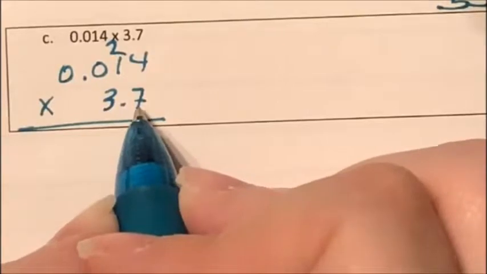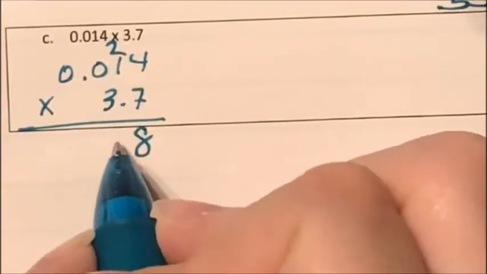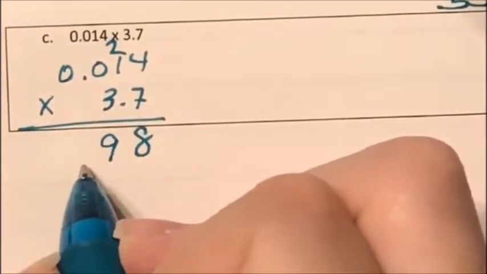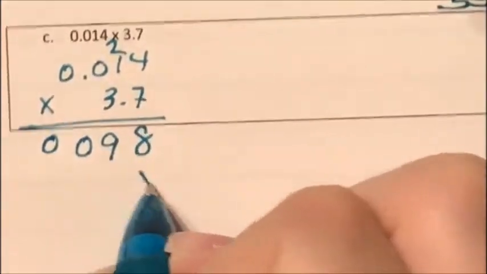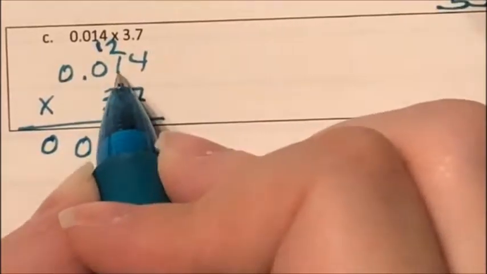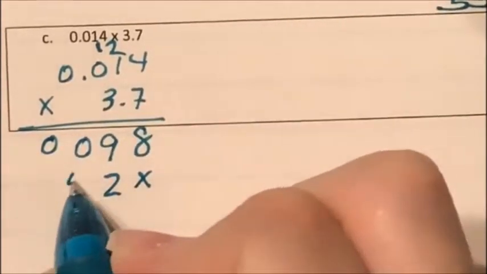Okay, so when I multiply these, 7 times 4 is 28, carry the 2. 7 times 1 is 7, plus 2 is 9. 7 times 0 is 0. 7 times 0 is 0. 3 times 4 is 12, carry the 1. 3 times 1 is 3, plus 1 is 4. And then I have 2 more zeros.